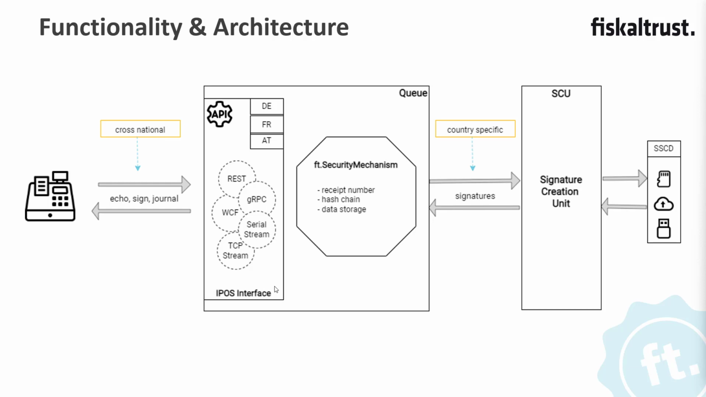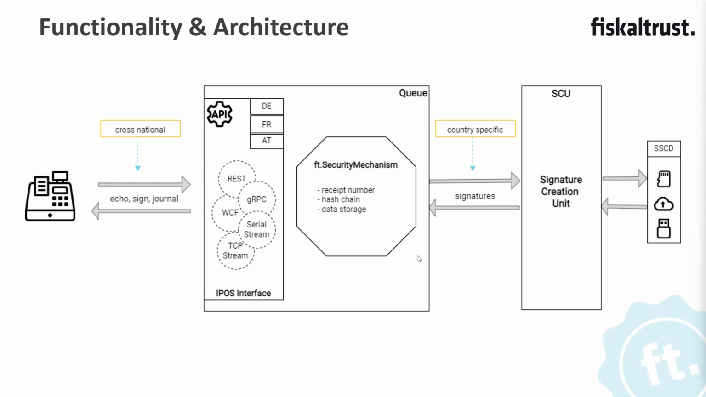When you have sent a request to the middleware, it will first be processed by the fiskaltrust security mechanism. This security mechanism is also the same in each country. It provides a security baseline that we think makes sense even if it's not legally required in each country, although in some, at least in parts.